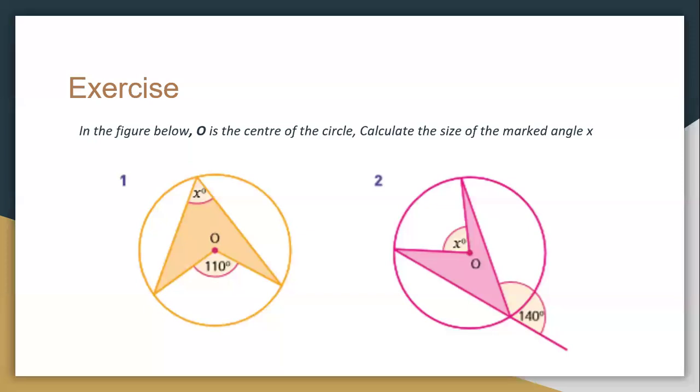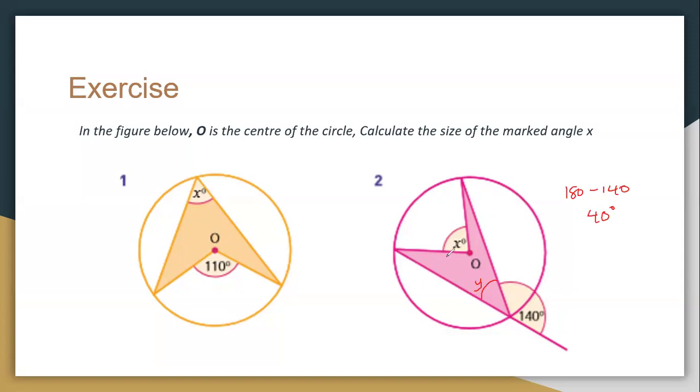What I first did was to find, let's mark that angle next to 140 degrees, Y. So I first found that angle using 140 degrees: 180 degrees minus 140 degrees, where I got 40 degrees. And then I found X using angle at the center is equal to 2 times angle at the circumference.